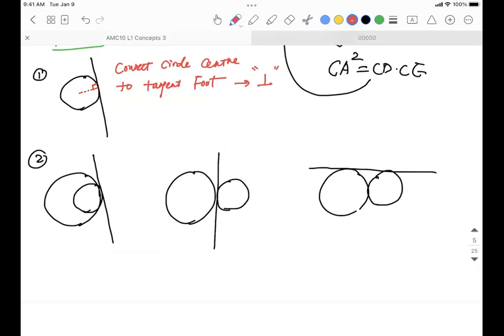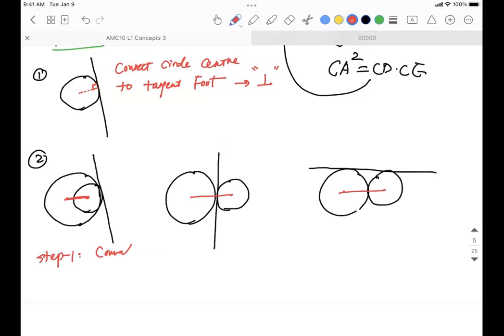So the most important thing goes like here. As long as you see two circles that are tangent to each other, in any circumstances, no matter what, you need to connect the two circle centers. In any circumstances, you need to connect these two circle centers. This is your step number 1.